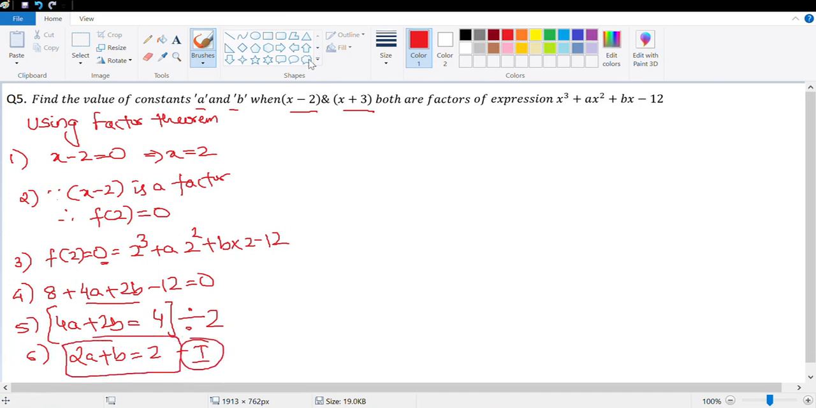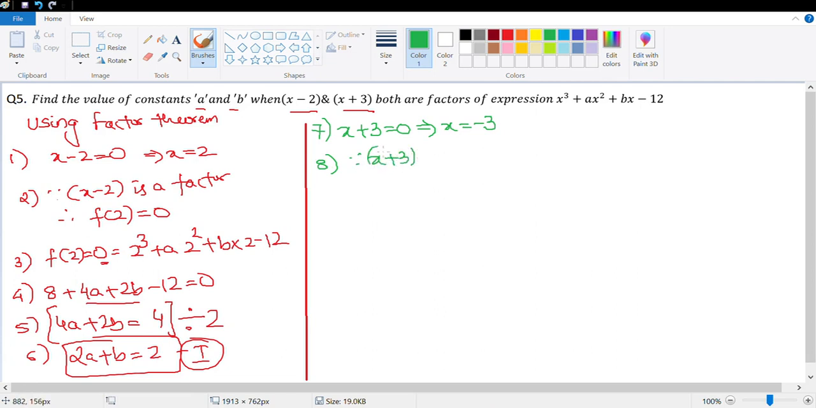Maybe we will be able to get a second equation and then we'll have to solve these two equations simultaneously. Okay, next one, which is x plus 3 is equal to 0, which means x is equal to negative 3. Now, since x plus 3 is a factor, therefore f of negative 3 should be equal to 0.